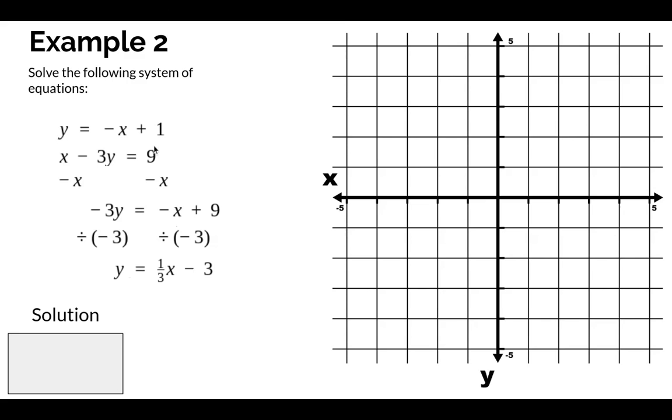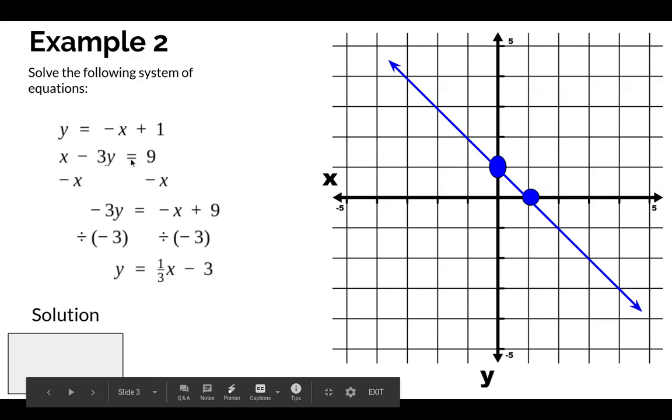So let's plot these points. We're going to start with the first equation, where slope-intercept form gives us the y-intercept of positive 1. This negative x means negative 1x, and negative 1 could be written as a fraction, negative 1 over 1. So that means we're going to go down 1, right 1, and then we can graph our line.